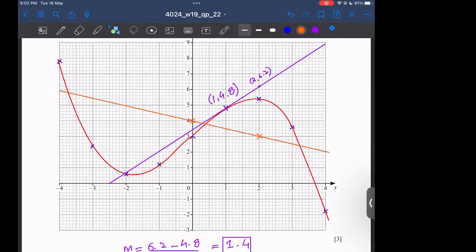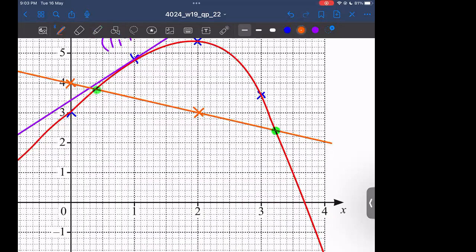This is the x value. So we got 0.4 over here, the point of intersection. We got 3.2 here as a point of intersection. Since they were not asking for the point of intersection, but in the next part, they would have definitely asked for this.